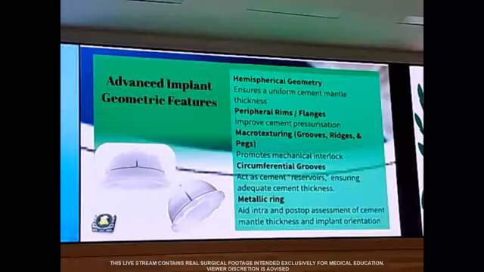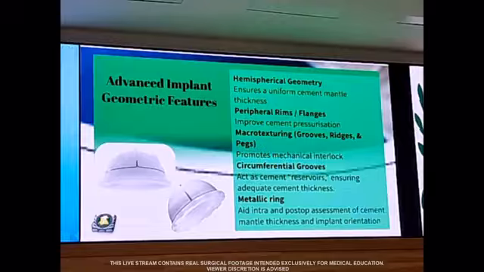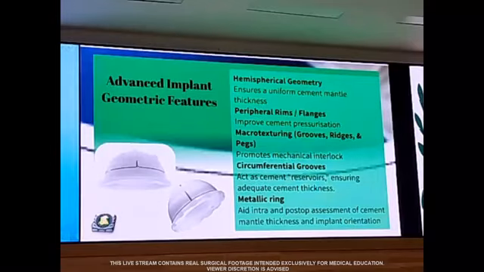Advanced implant geometric features: hemisphere geometry ensures uniform cement mantle thickness, a peripheral rim improves cement pressurization, macro texturing promotes mechanical interlock, circumferential grooves act as a cement reserve to ensure adequate cement thickness, and a metal ring aids intra- and post-operative assessment of cement mantle thickness and implant orientation.